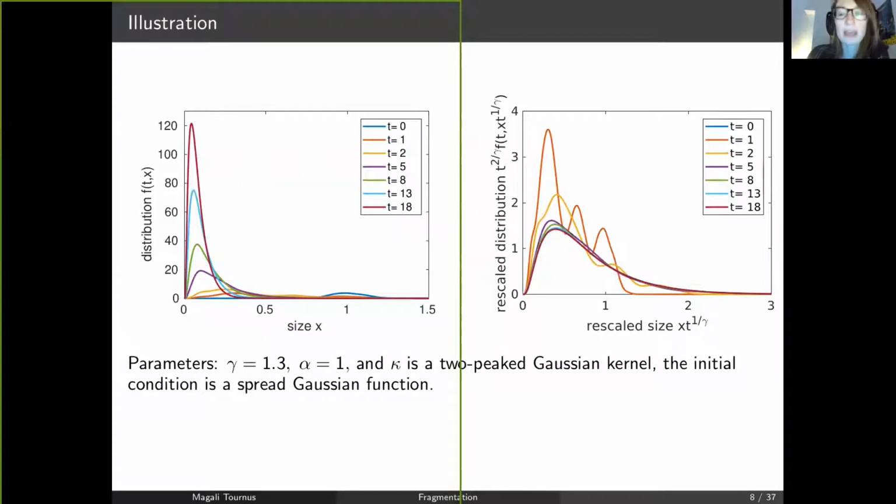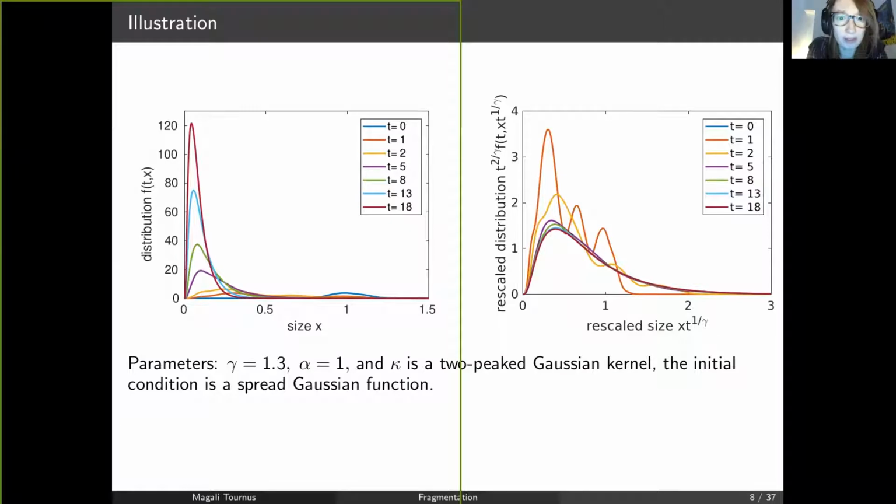Okay, I will illustrate this theorem. Here I picked some parameters, gamma equal 1.3, alpha equal 1, and kappa is a two-peak Gaussian. And we have an initial condition, which is a spread Gaussian. So let us look at the picture on the left.